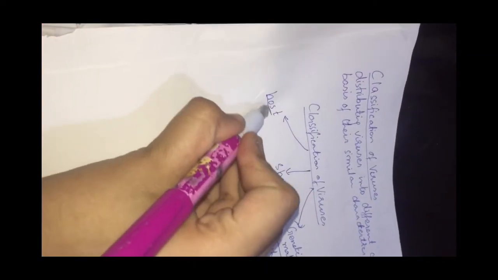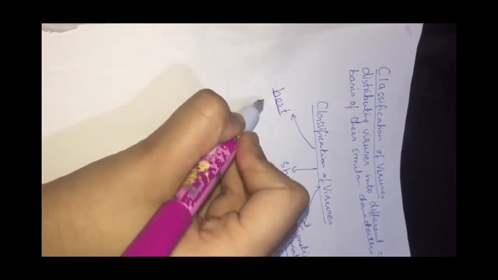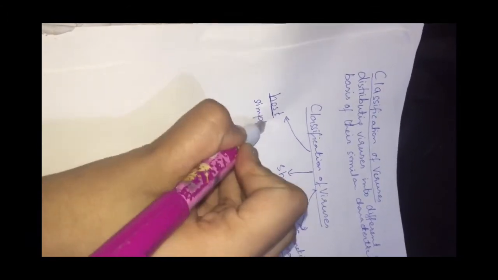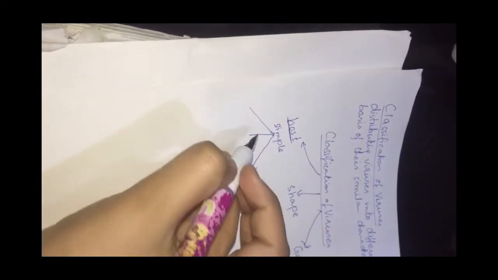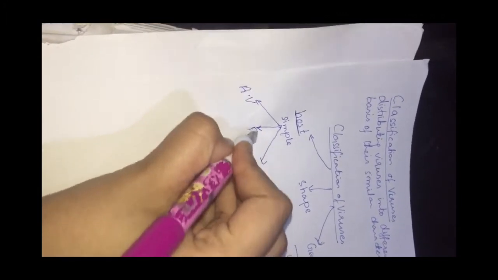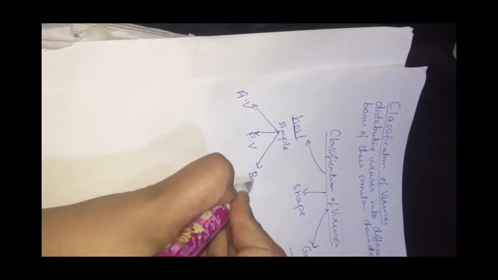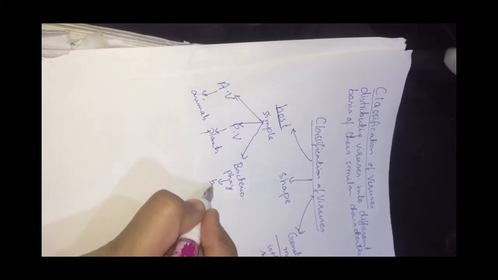Whereas the classification of viruses based on host is the most simple one, and it classifies viruses into 3 main categories on the basis of its host: animal virus, plant virus, and bacteriophage. Animal virus infect animals, plant virus infect plants, bacteriophage infect bacteria.